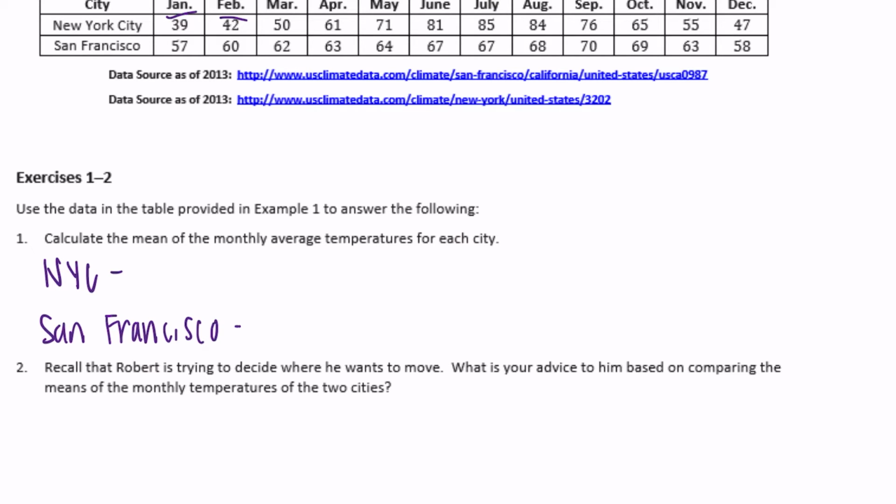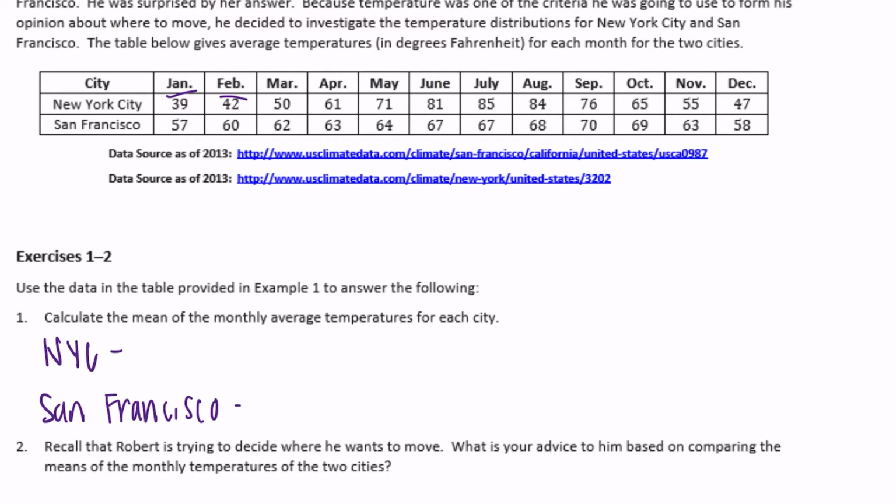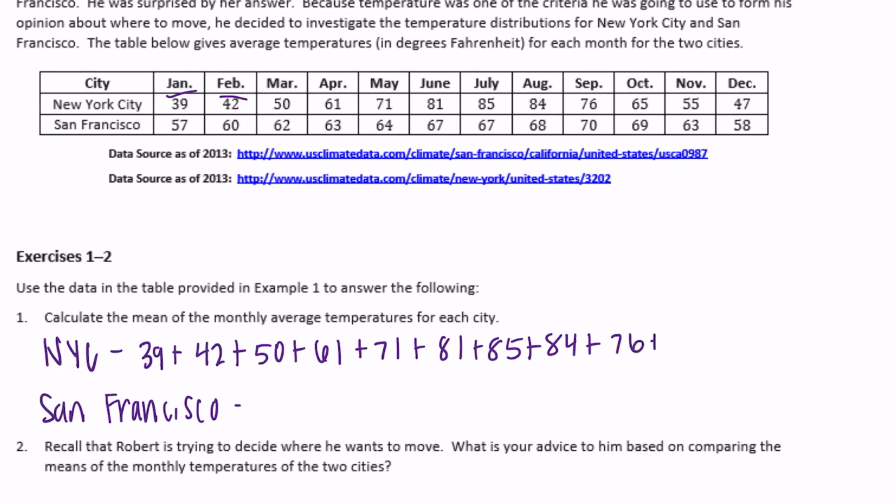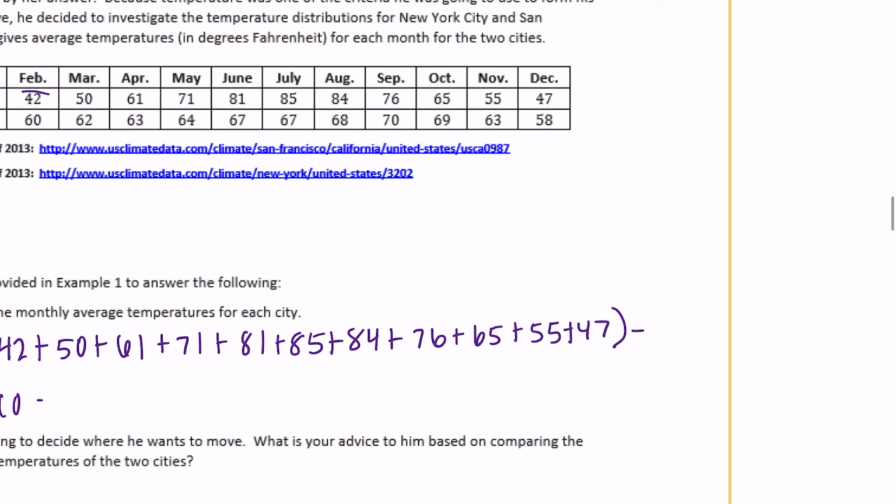So remember, what we need to do is add all of them together and then divide by how many there are. So we're going to do 39 plus 42 plus 50. I'm just listing all of them. So we're going to take all of those, and then we're going to add them together, and then we're going to divide by, there's 12 months. So let's do that.